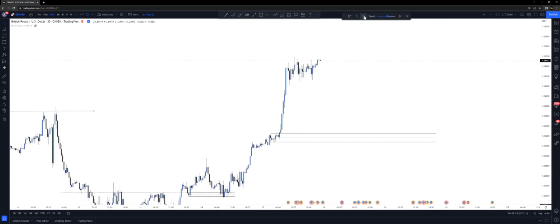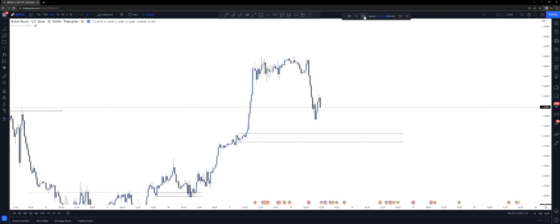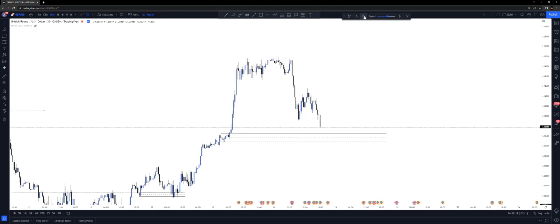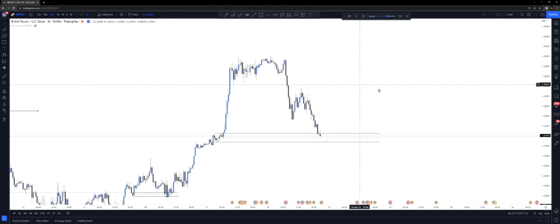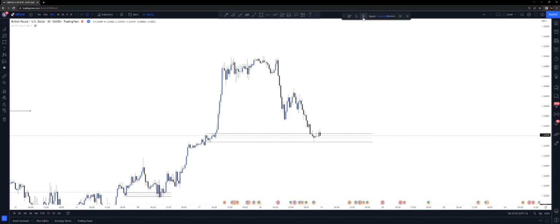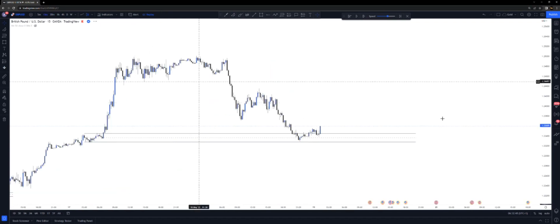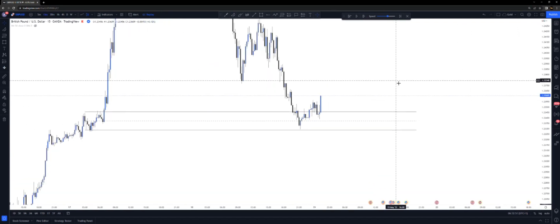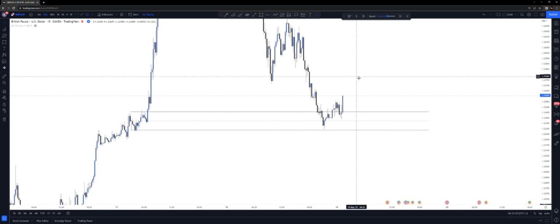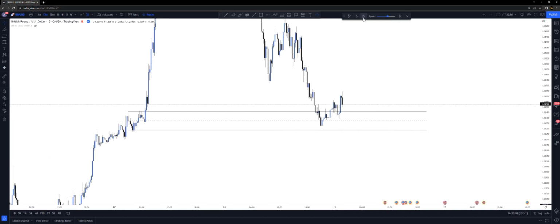Manipulation. Now perfect. So okay, it's going to be perfect. This is going to be perfect. So let's go 15 minutes. This is the 15. So that's perfect. So I'm marking the candlestick right here.